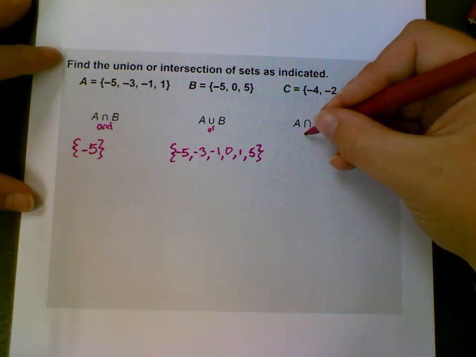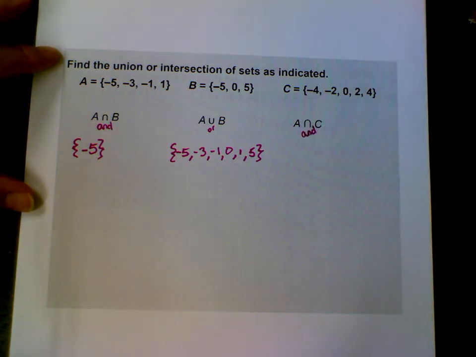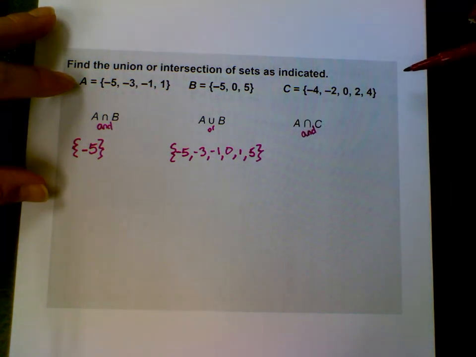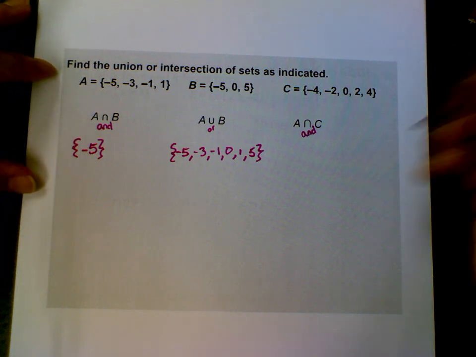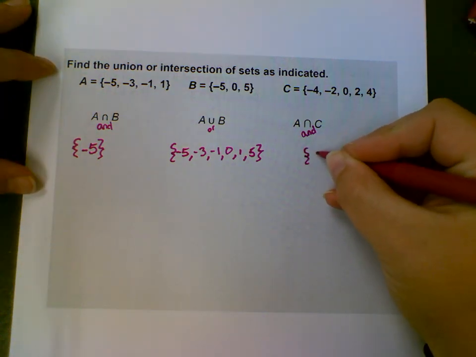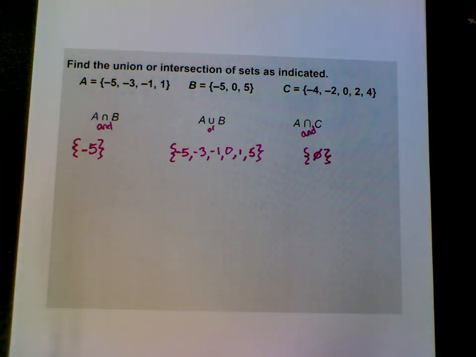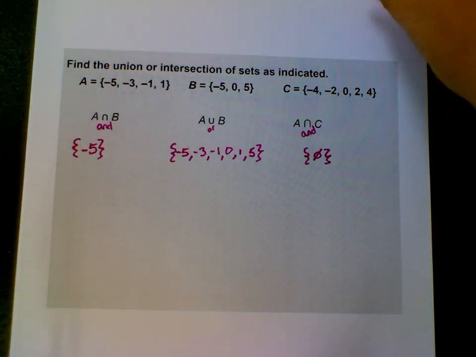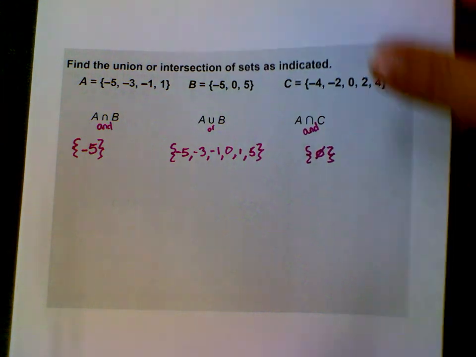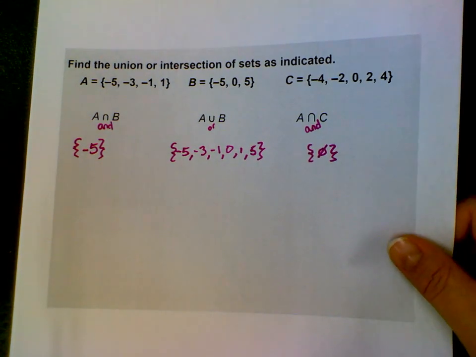Second one, A and C, that upside down N, that's an and. What do they have in common? Well, if I compare my numbers, they don't have anything in common. So I can actually use this symbol. That means the empty set, there is nothing actually in common. Notice it's a 0 with a line through it. Please be careful not to make your zeros as zeros with lines through them.